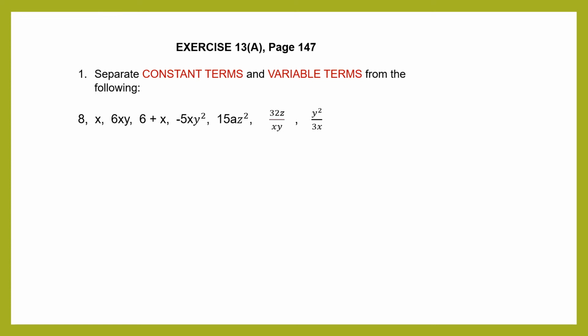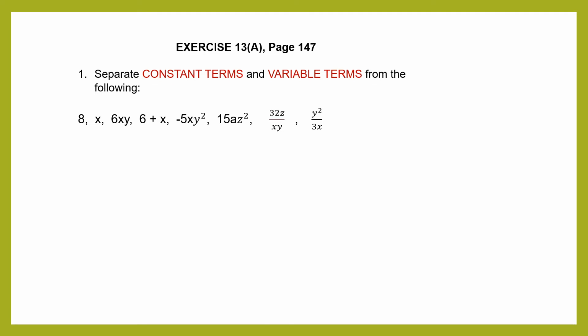In algebra, we use letters of the English alphabet and they can take on different values. So they are called variables. A variable can be just a letter or it can be a combination of a constant and a letter, a number and a letter. Now let's look out for only the constant terms. Look out for numbers that are fixed, that have a fixed value.